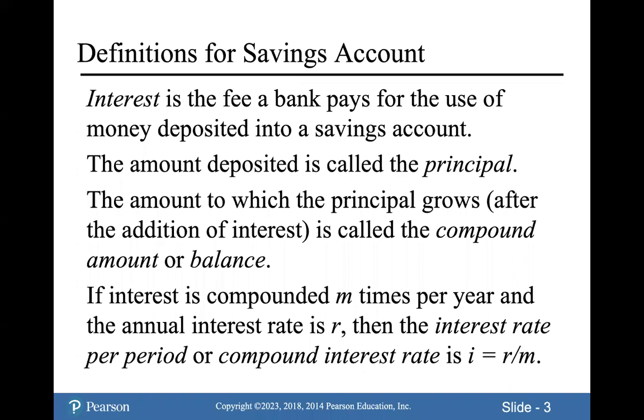If interest is compounded M times per year and the annual interest rate is R, then the interest rate per period, or compound interest rate, is I, which is found by taking R divided by M.